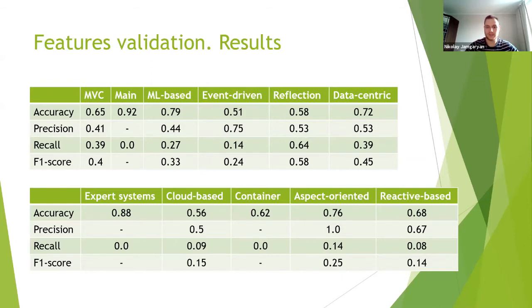The next thing that we can say is that recall seemed to be very low for such styles as cloud-based, aspect-oriented, and reactive-based, and precision tends to be overall normal. So we can conclude that for some of these styles, a more accurate set of features has to be created in order to cover most of the cases.